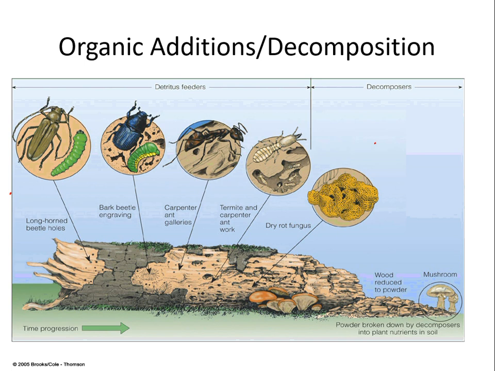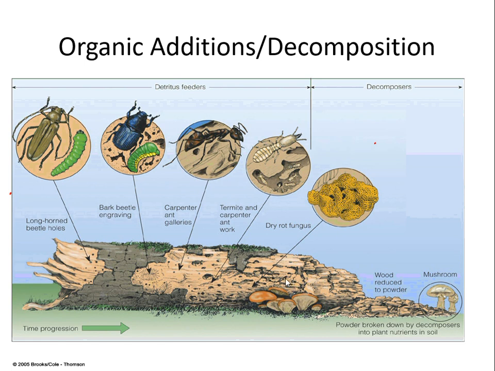So if a tree trunk falls, for example, we can see there's all these macroinvertebrates: the horned beetle, bark beetles, carpenter ants. What these guys do is they mechanically break down the organic material. That increases the surface area and therefore allows the decomposers to then chemically break it down. So fungus and bacteria will convert this organic material to inorganic nutrients. That's important: nitrates and phosphates and other things that are required for the productivity of plants.